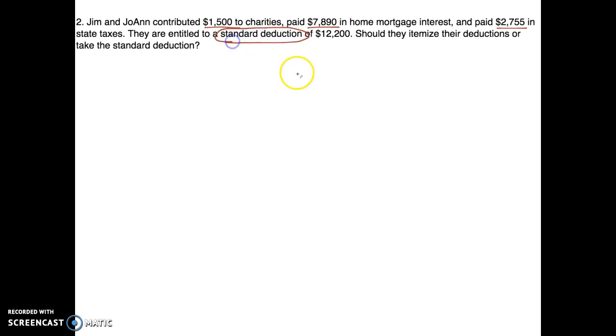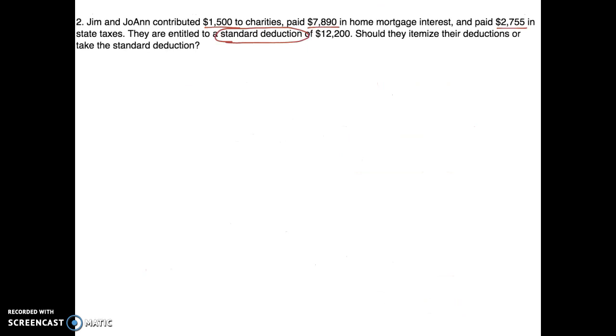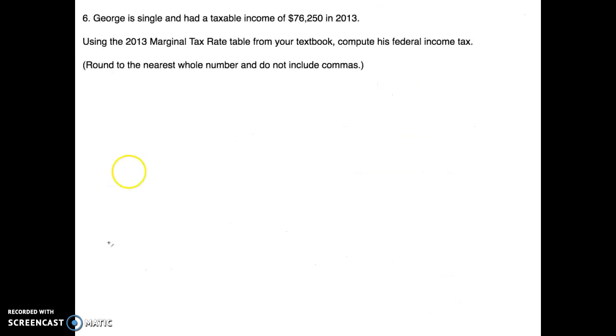So you should always take the higher one because that means that's how much you get to subtract out to then calculate your taxable income. So just like we did on this last one, the taxable income, we subtracted the exemptions and deductions. So you don't want to subtract out the highest number you can because then you're going to be taxed on a lower amount. So that's for number two.